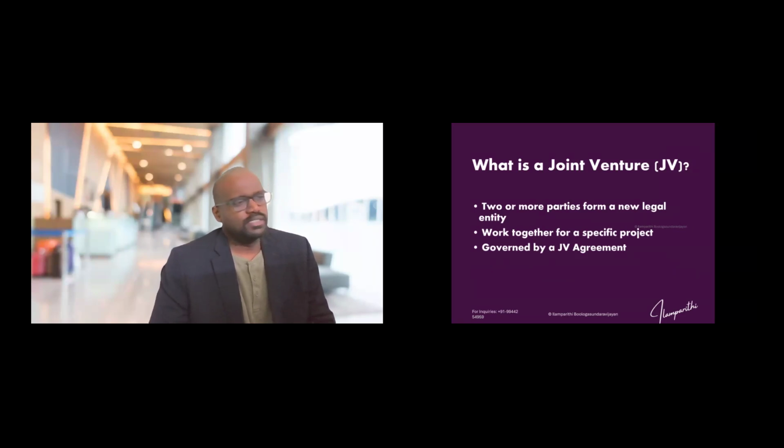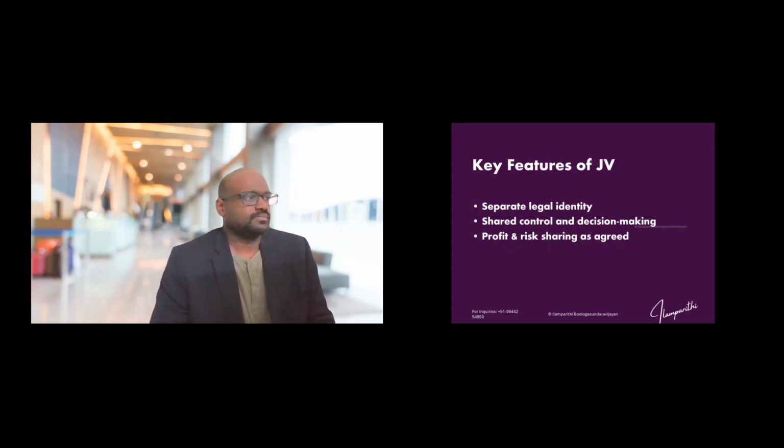So what is a joint venture? Two or more parties form a new legal entity. For example, if there are three parties, the JV should be treated as a fourth party, even though it is made up of three parties. They work together for a specific project, and they are governed by a JV agreement.